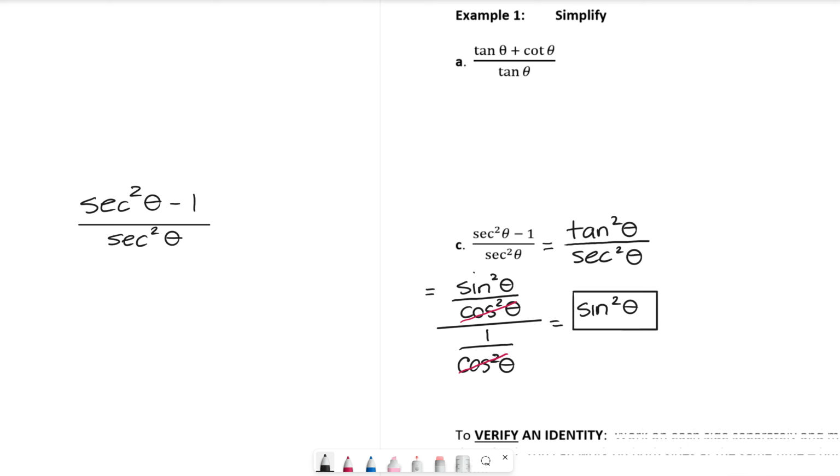Okay, so what you can do is rewrite this rational as 2 different rationals by breaking it up like so. Secant squared theta is being divided by secant squared theta. Put the minus, that's the arithmetic operation, but we also must make sure that 1 also is being distributed in the division sense with secant squared theta.